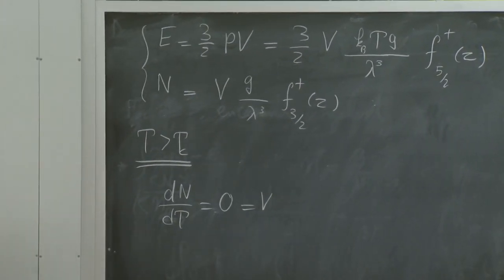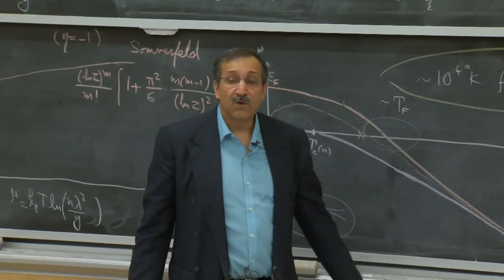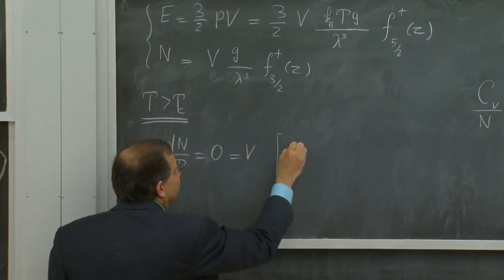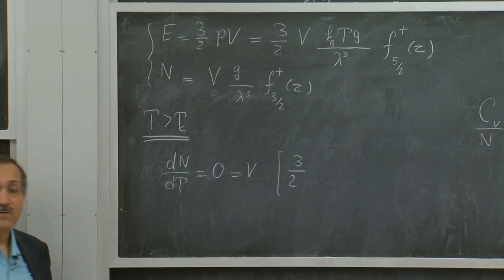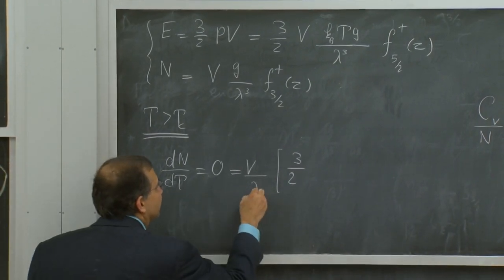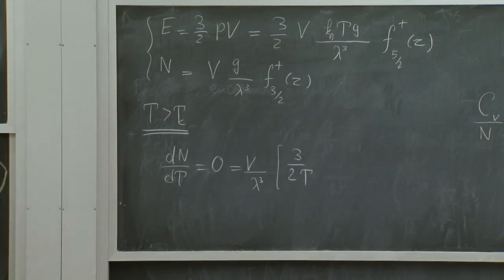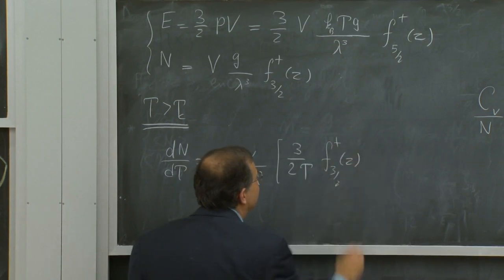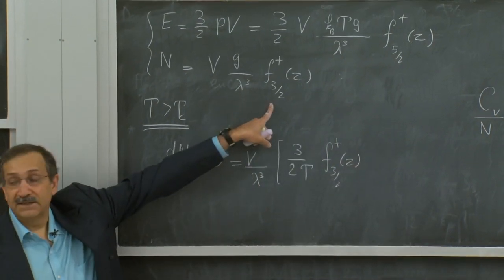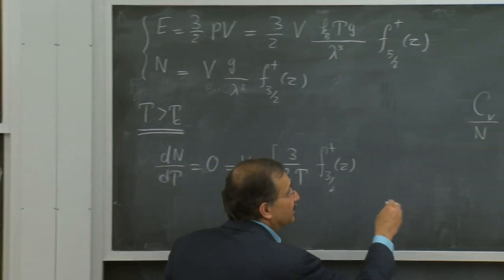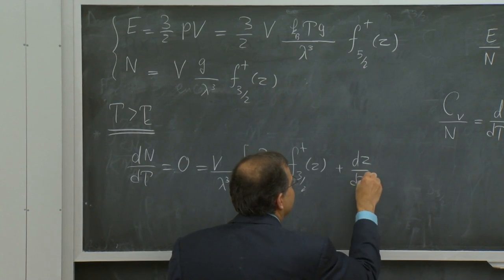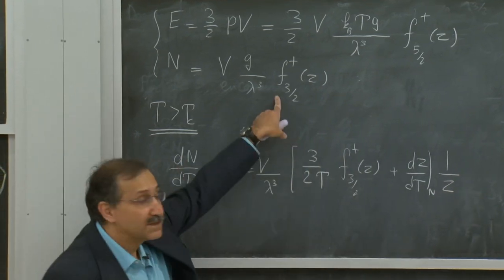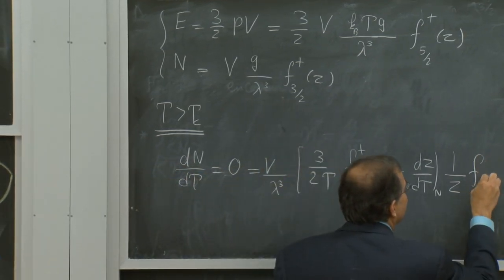Now, lambda cubed scales like 1 over T to the 3/2. So when I take a derivative of this, I will get 3/2 T to the 1/2, which I can, again, combine and write it in this fashion: 1 over T f 3/2 plus of z. Or then I take the implicit derivative that I have here. So just like there, I will get dz by dT at constant density times 1 over z. The derivative of f 3/2 will give me f 1/2 plus of z.